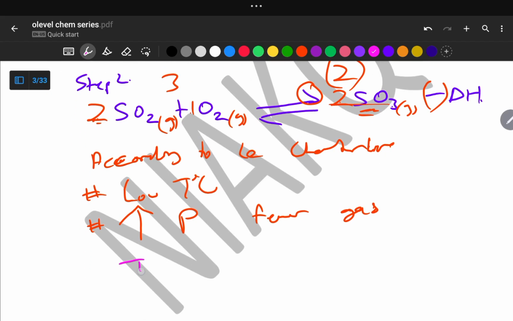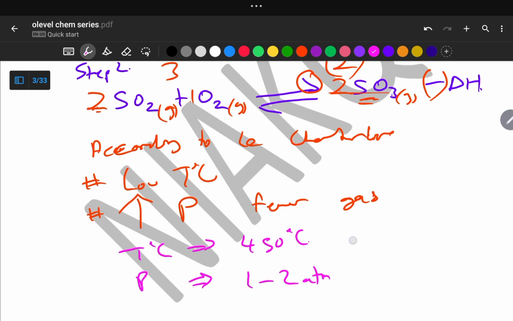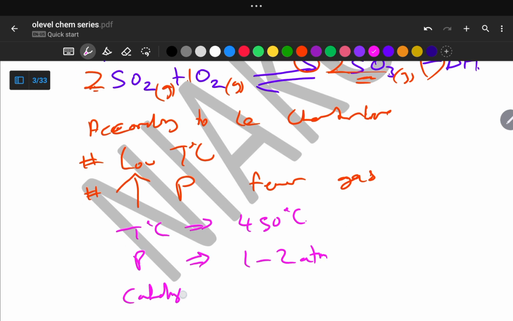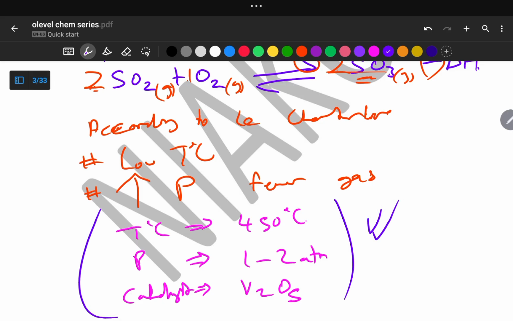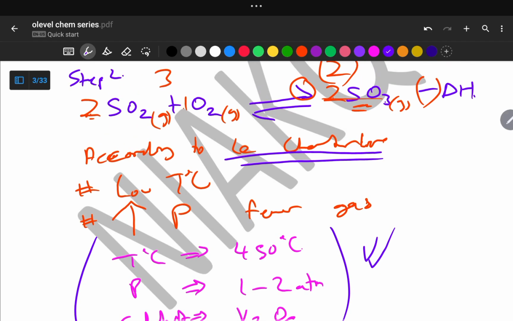We are using a temperature of 450 degrees Celsius, a pressure of about 1 to 2 atmospheres, and a catalyst, which is vanadium pentoxide. These are the conditions for the contact process. Are we together? You must know the conditions by heart and should be able to explain why we are using these compromised conditions. You should also be able to explain the conditions which favor the production of the products with respect to Le Chatelier's principle.